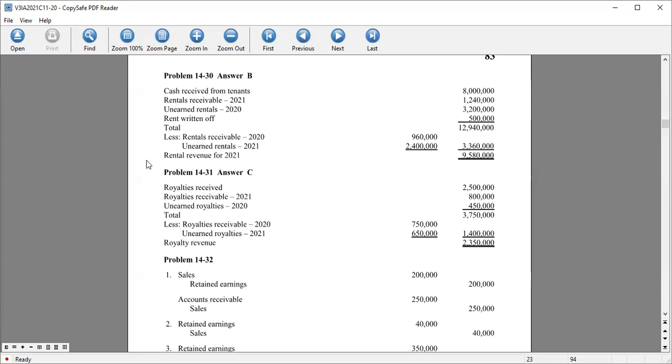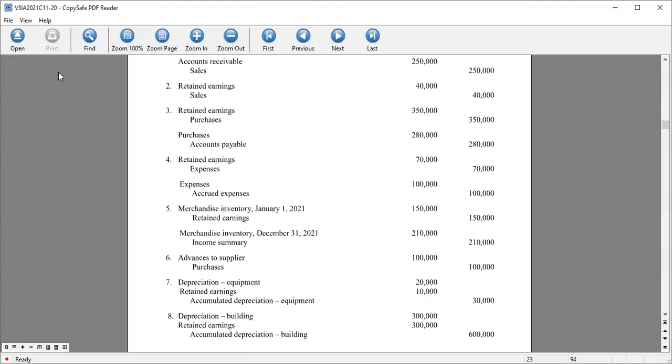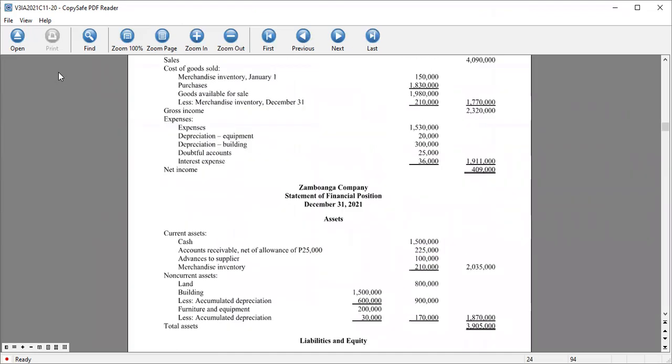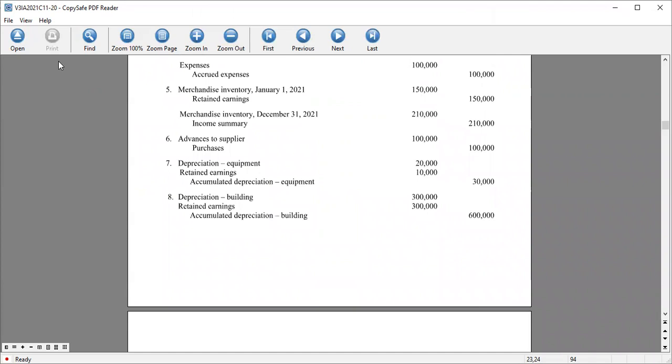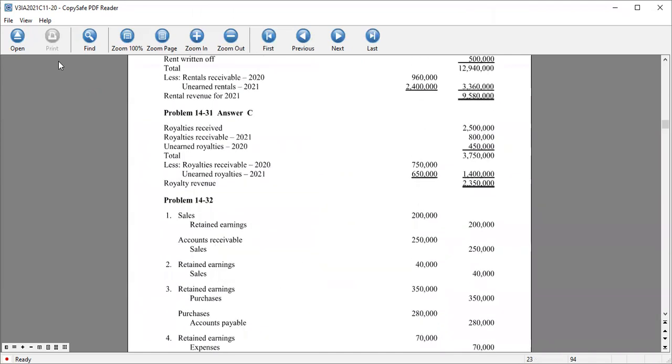Now, with regards to problem 14-32, this was already explained by the reporter, and the reporter in the afternoon class should likewise explain this. And we have now the multiple choice theory for 14-35 and 14-36 for our theory part.